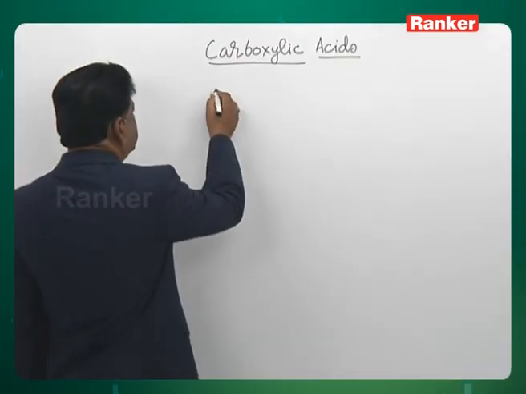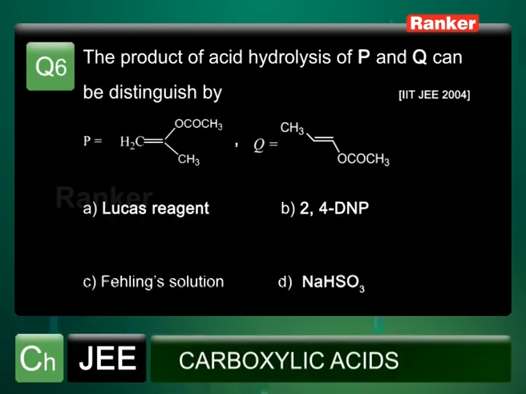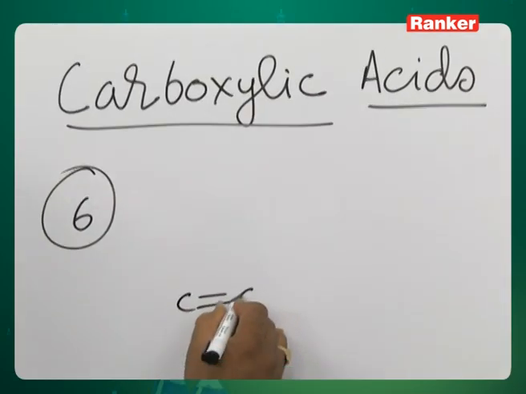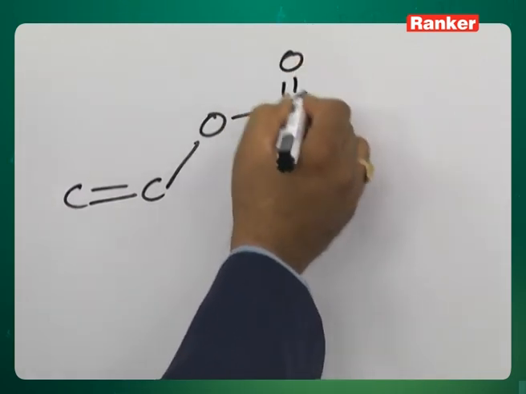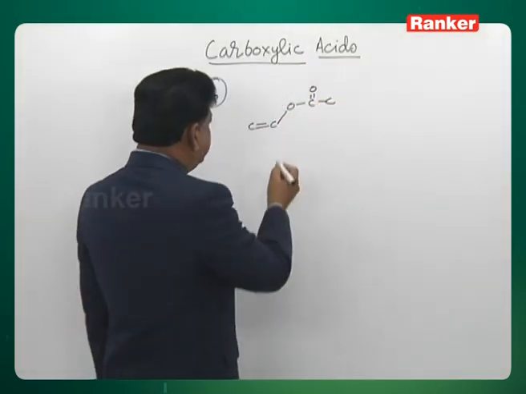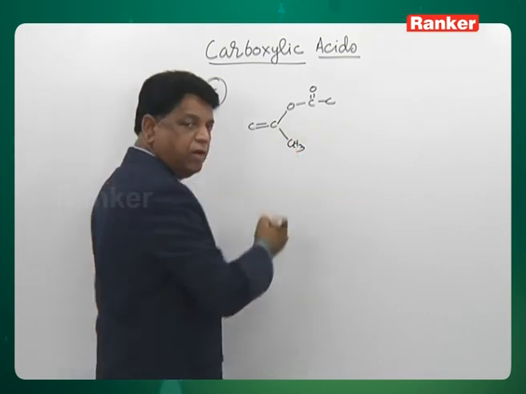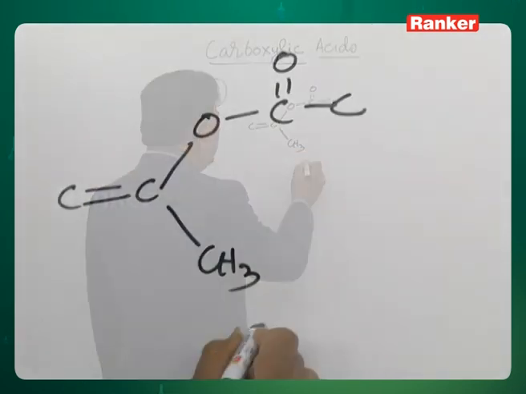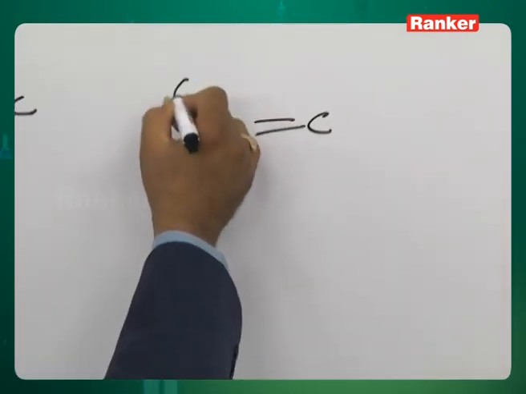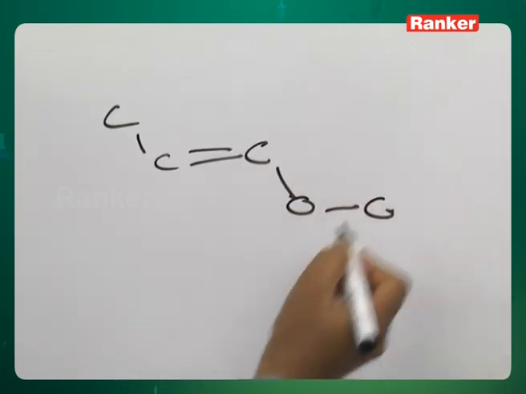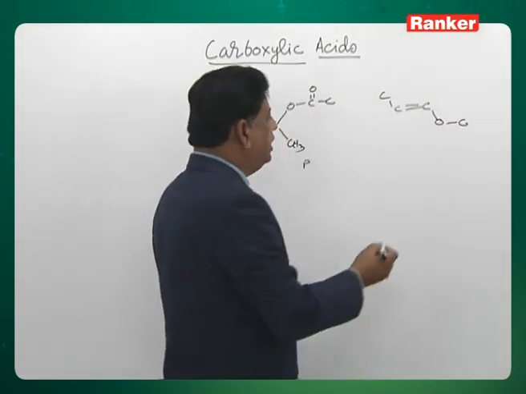So, question number 6. The question is, the products of acid hydrolysis of P and Q can be distinguished by. So, the two compounds are given. One is an ene attached with an ester of acetic acid, and on the other side a methyl is shown. This is compound P. The other compound is an ene attached with a methyl and an ester of acetic acid. Both are acetic acid esters only.